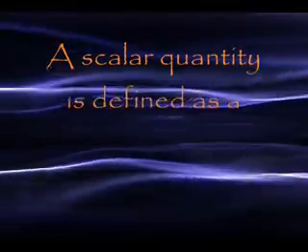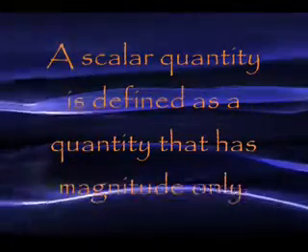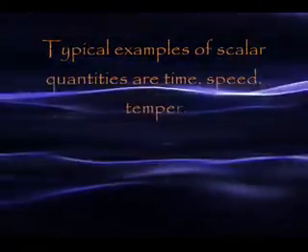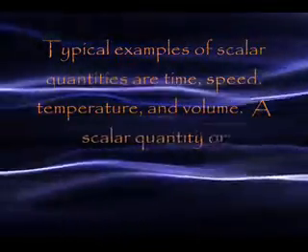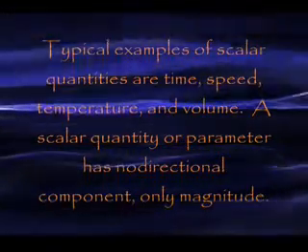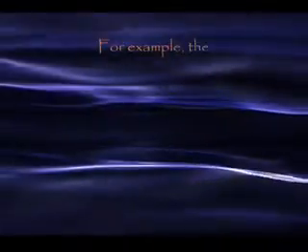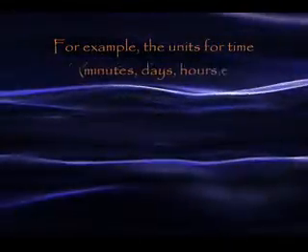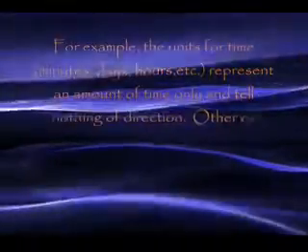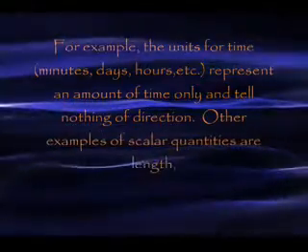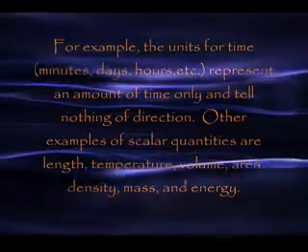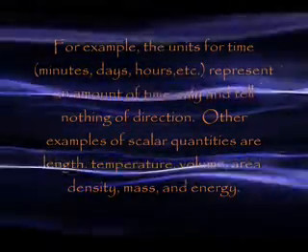A scalar quantity is defined as a quantity that has magnitude only. Typical examples of scalar quantities are time, speed, temperature, and volume. A scalar quantity or parameter has no directional component, only magnitude. For example, the unit of time, minutes, days, hours, and so on, represents an amount of time only and tells nothing of direction. Other examples of scalar quantities are length, temperature, volume, area, density, mass, and energy.